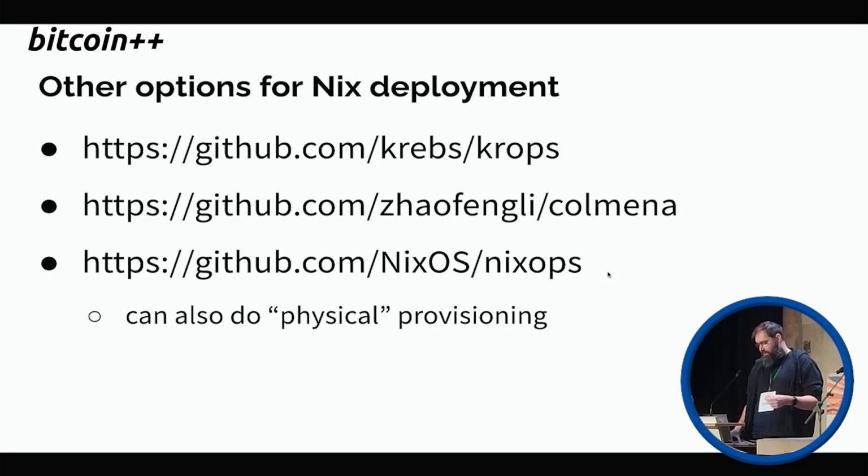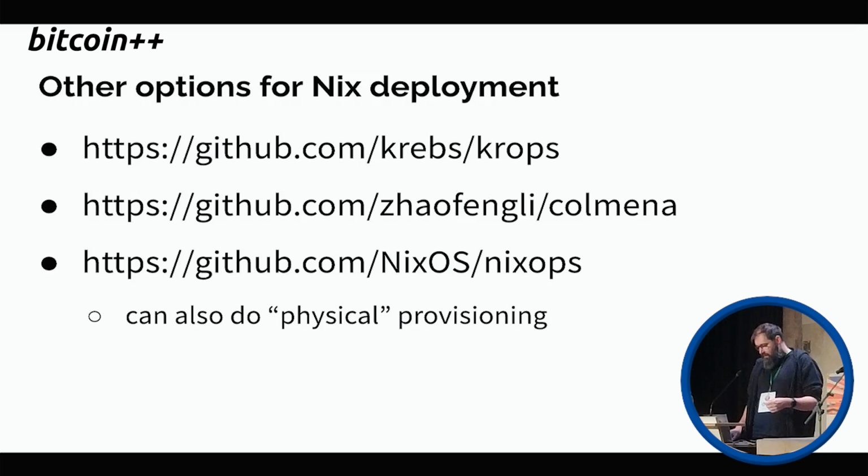And also there are some other deployment tools such as Krops, which should be similar to Morph, but I haven't used it very much. I know that it's used mostly by the Nix Bitcoin guys. And there is also Colmena, which is also similar to Krops and Morph, but is written in Rust. So, you know, everything has to be rewritten in Rust these days.